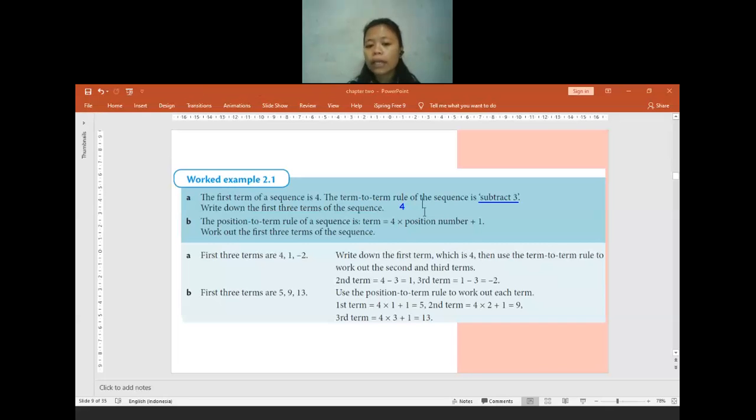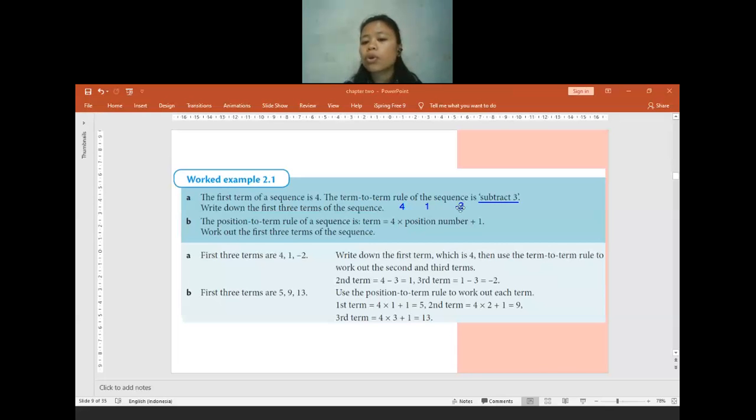Yes, it will be 1. Anyone get confused? How do I get 1? I get 1 from 4 subtract 3 because the rule is subtract 3. So after 1, later the number will be how many? The 1, I need to subtract 3 again. So what number will it be if 1 subtract 3? It will be equal to negative 2.